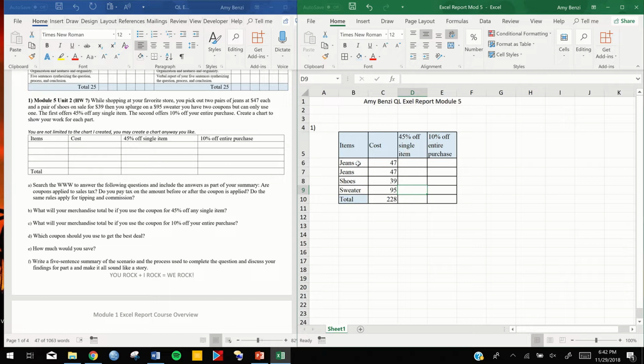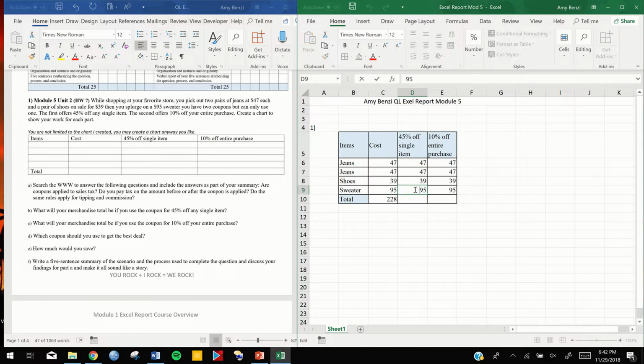45% off a single item. Which item are you guys going to choose? Well, you want the most expensive item to get 45% off. So what I'm going to do is copy all of these into the next cell here. I can even do it in the next one. All right, and then now I have 45% off a single item.